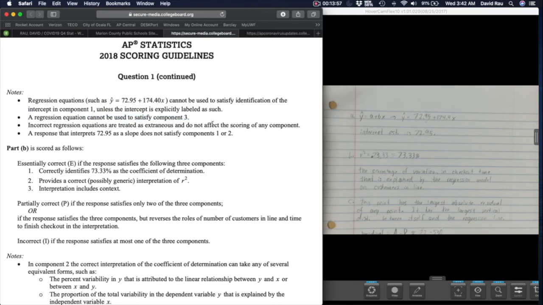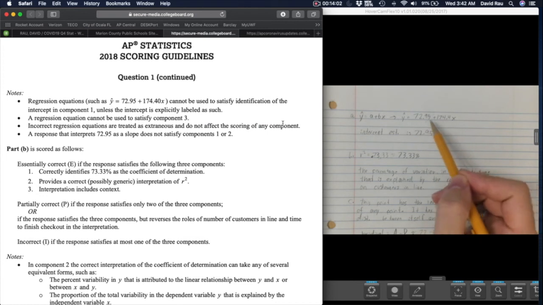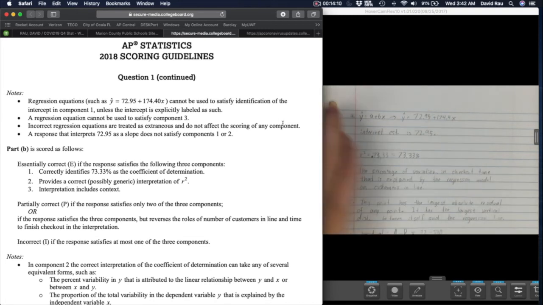Incorrect equations are treated as extraneous and don't affect the scoring. So let's say for some reason you wrote this equation down and it was totally wrong. That's okay as long as you called the intercept correct. All right. Now a response that interprets this as a slope, that would be a big no-no. Definitely doesn't give you any credit for 1 or 2.